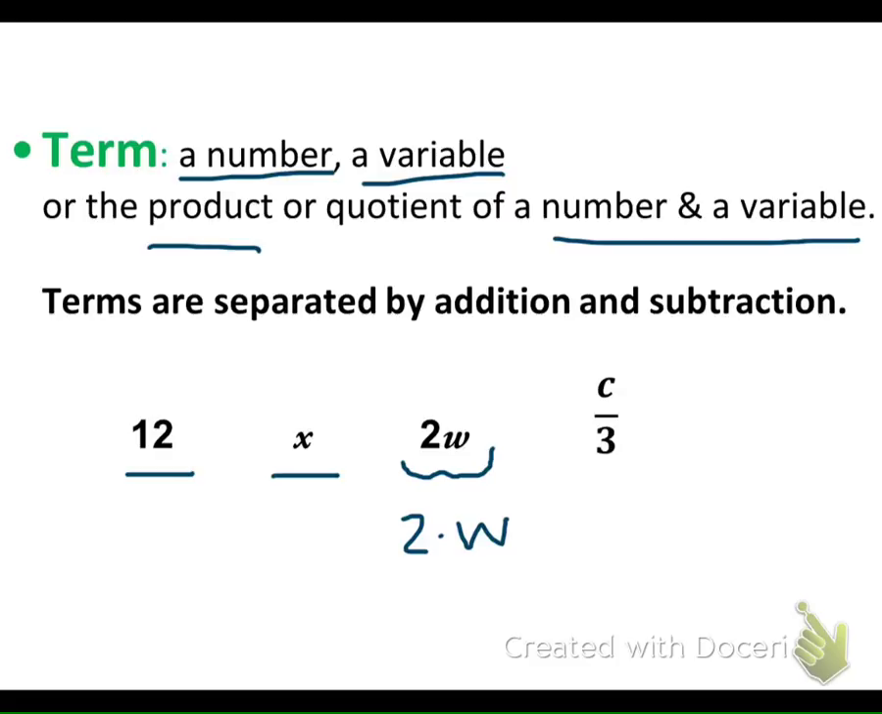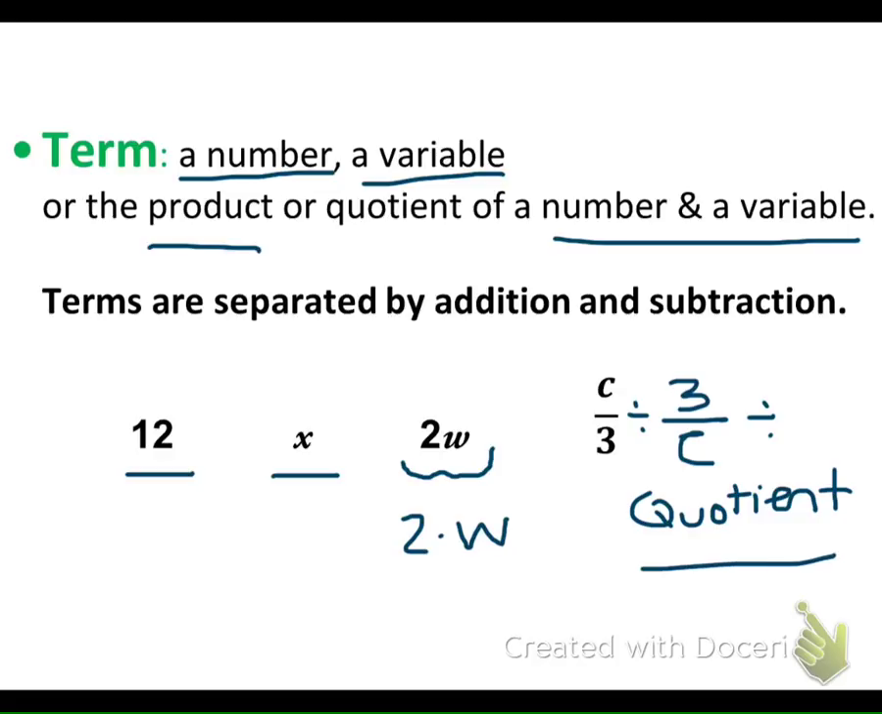C over 3, or 3 over c, is actually representing division. C divided by 3, or 3 divided by c. So this is a quotient. Okay. A number, a variable, the product of a number and a variable, or the quotient of a number and a variable are each terms. If we're looking at an entire expression or equation, we can count terms because they are separated by addition and subtraction symbols.